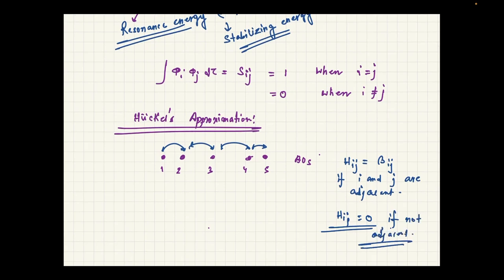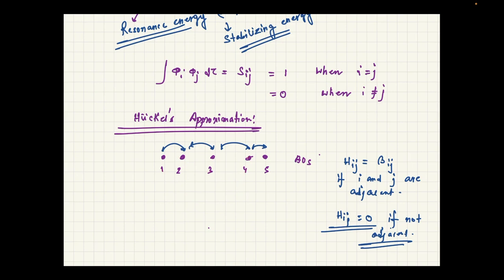So this is an assumption. If two atomic orbitals are adjacent to each other, then their interaction energy will be beta ij, or if two atomic orbitals are not adjacent to each other, then their interaction energy will be equal to 0. So H12 will have beta 12, H23 will be beta 23, but H13 will be 0. H24 will be 0 because 2 and 4 are not adjacent to each other, okay.